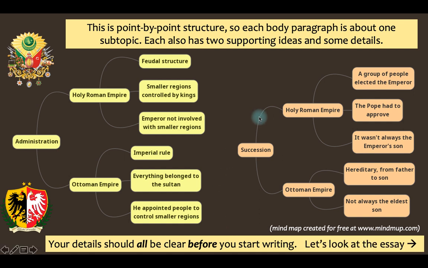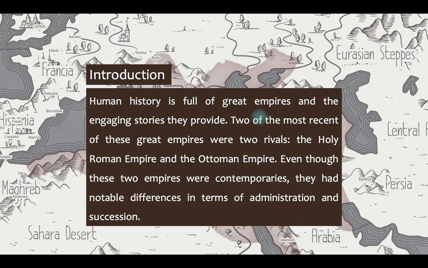Okay, let's look at the essay. Start, of course, with an introduction. We have a general sentence on the topic. Human history is full of great empires and the engaging stories they provide. Next, I want to introduce the two things that will be contrasted. Two of the most recent of these great empires were two rivals, the Holy Roman Empire and the Ottoman Empire.